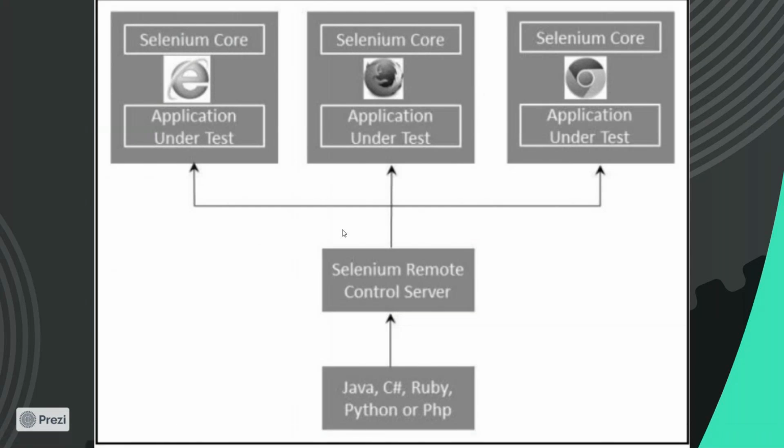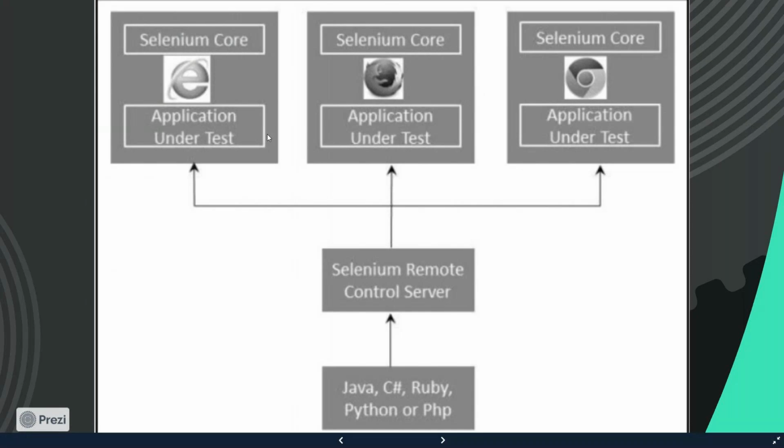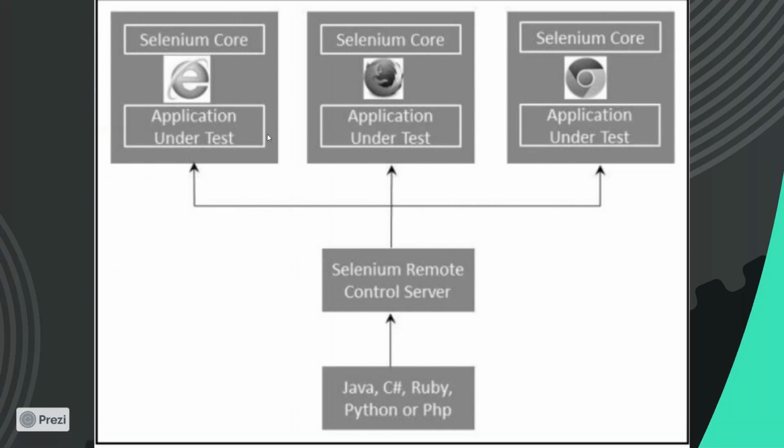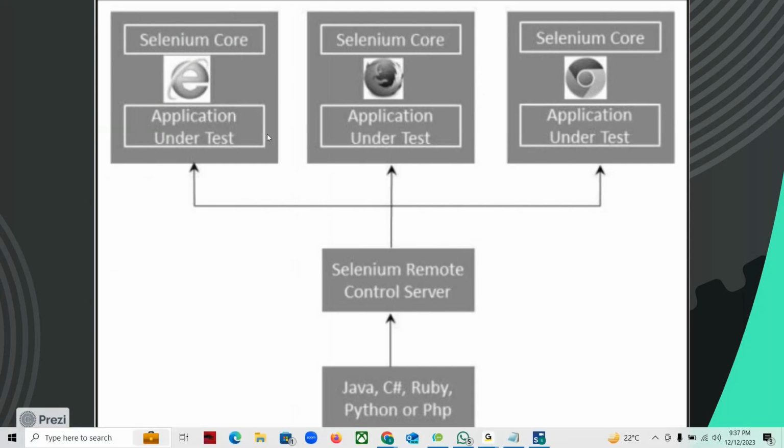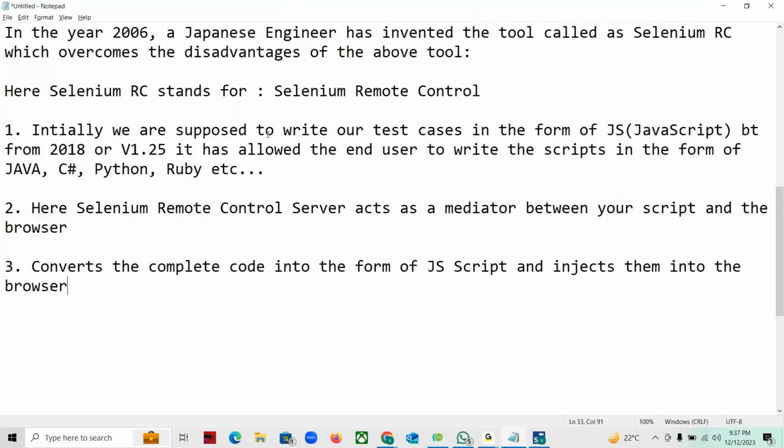So this is what is happening with Selenium remote control server. Here we are able to write the code properly. Here we are able to execute the code directly onto the browsers with the help of a mediator. So what could be the challenges here? What are the disadvantages that it could have?